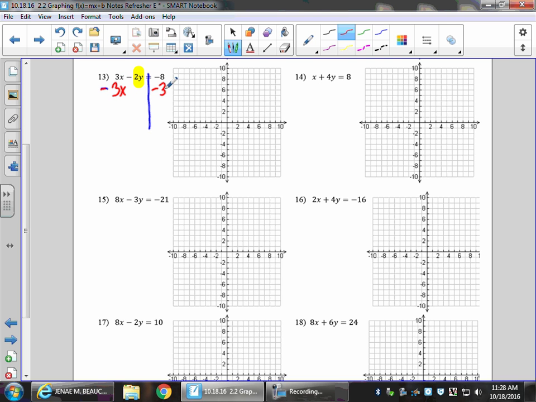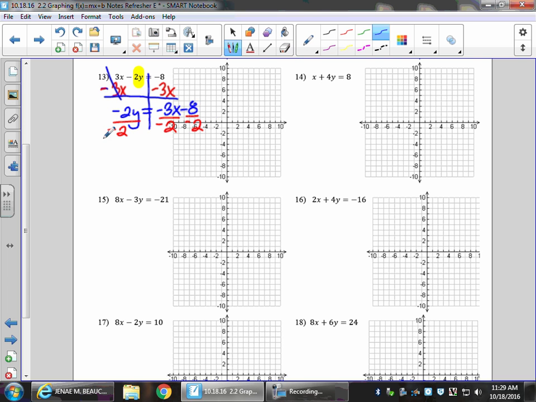I'm going to subtract 3x from both sides. Very good. Now what's left on the left side? What remains on this side? Yep. And what do we have over here? Negative 3x minus 8. Are we done? No. What do we need to do? Divide by negative 2. Divide each piece by negative 2.